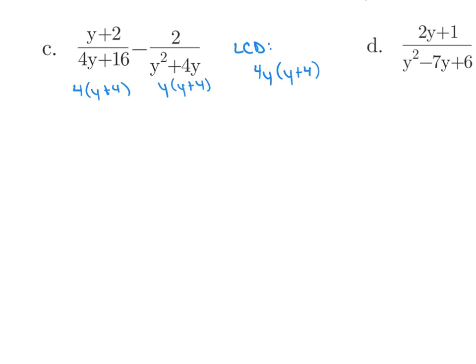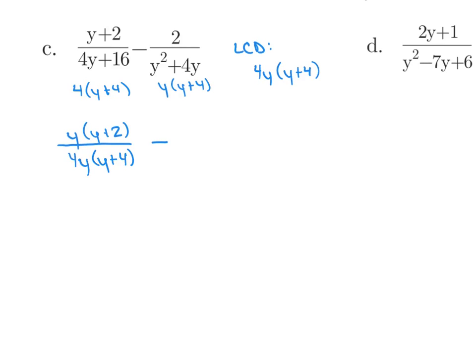All right, so for the first fraction, what do we need to multiply by? Well, I have the 4, and I have the y plus 4. What I'm missing is y. So we are going to multiply the first fraction by y. So I get y times y plus 2 over, for my LCD, 4y times y plus 4.